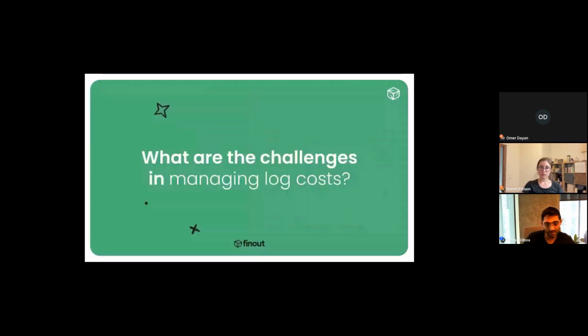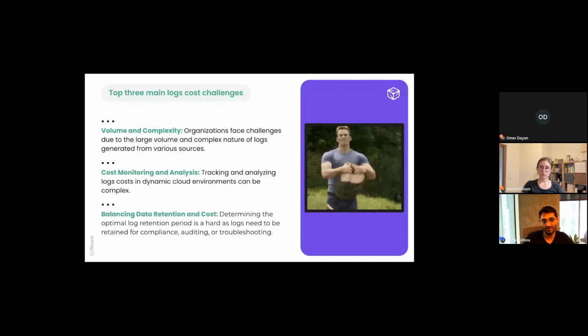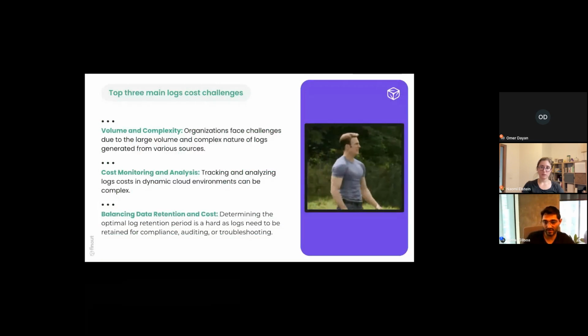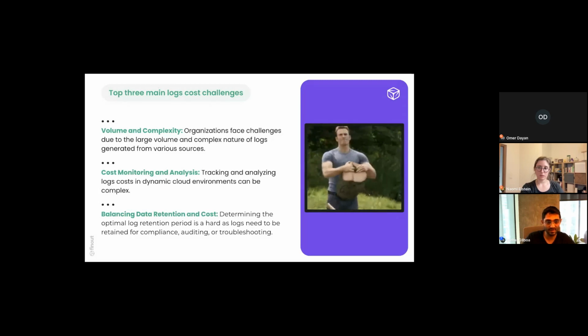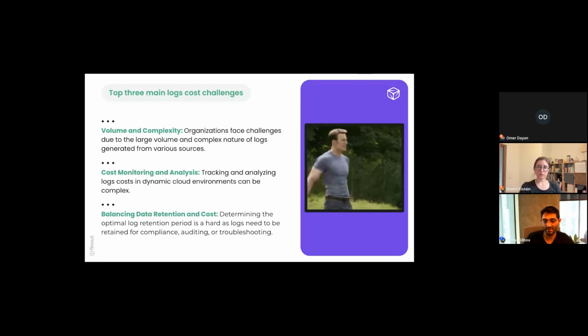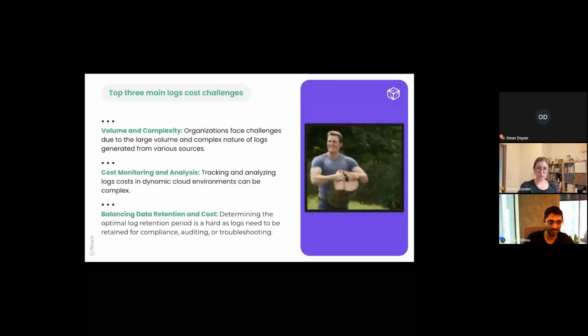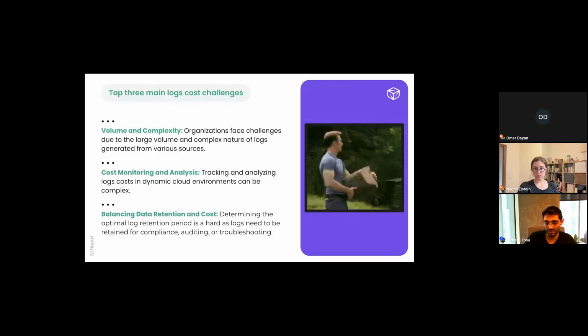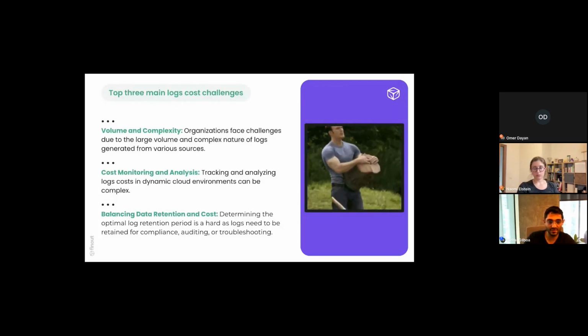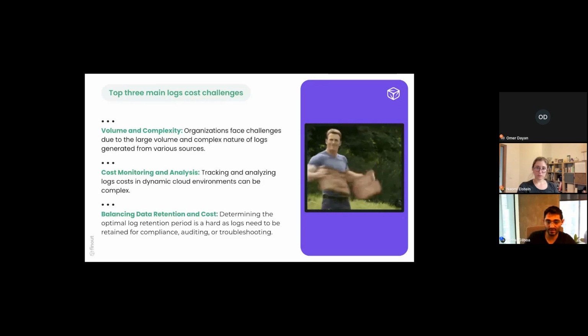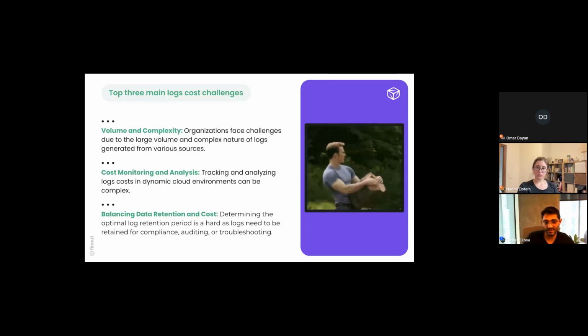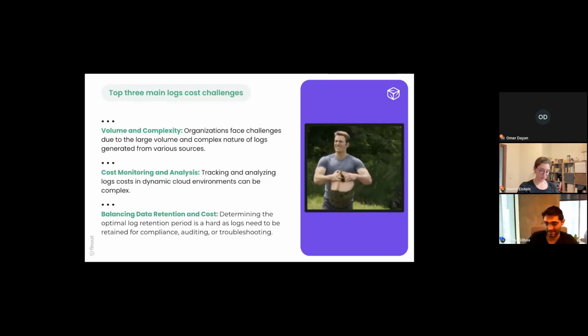So let's talk a bit about the challenges and what's actually hard about reducing the cost of logs. It starts with three simple reasons. First and foremost, it's unstructured data that arrives in very high volumes and very high variance. It doesn't always have specific commonalities, and we need to figure out the structure of it in order to even start analyzing and reducing its cost.